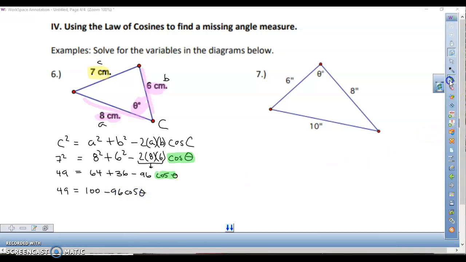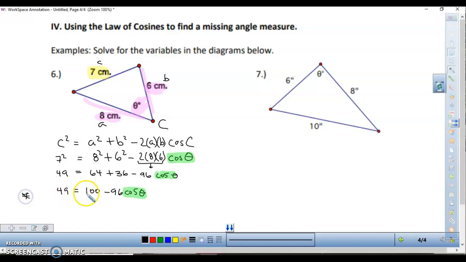Now right here is where the most common mistake happens. You cannot subtract 100 minus 96 because this 96 is being multiplied by the cosine of theta. So you have to divide this away. So here is where things get tricky. What we're going to do next is subtract 100 from both sides. So you get negative 51 equals negative 96 times the cosine of theta.